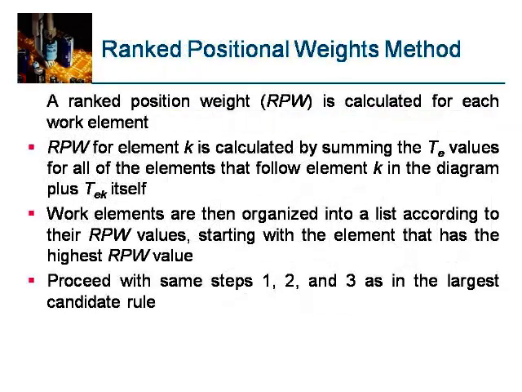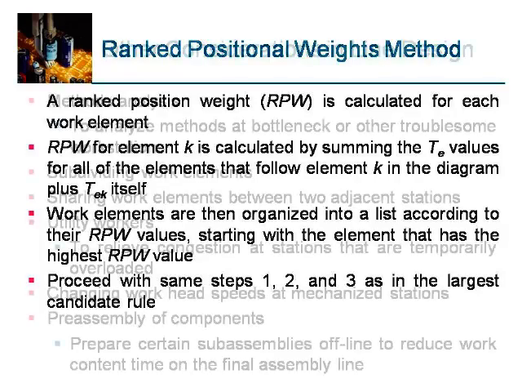And the other one is the ranked position weightage method. A ranked position weight is calculated for each work element. RPW for each element K is calculated by summing the TE values for all of the elements that follow element K in the diagram plus TE K itself. Work elements are then organized into a list according to their RPW values, starting with the elements that have the highest RPW value. Proceed with the same steps 1, 2, 3 as in the largest candidate rule.